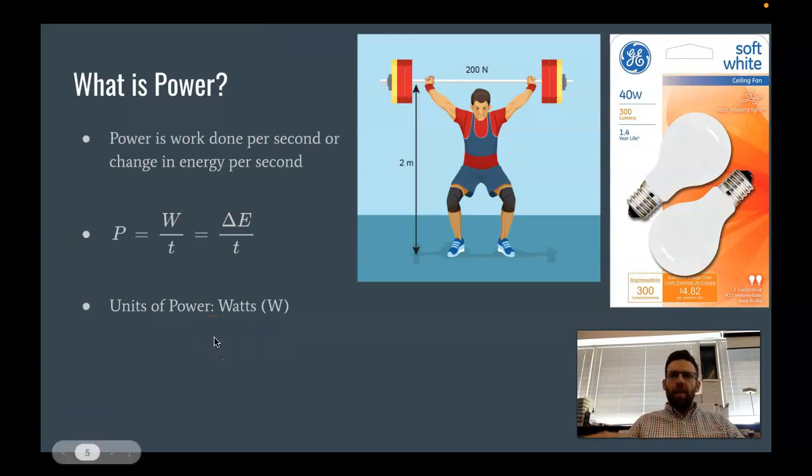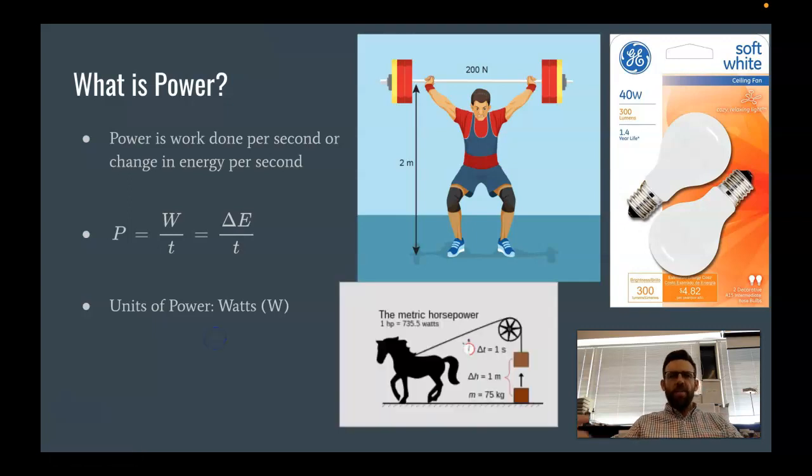Speaking of power, I think this is a common question that I usually get almost every year when I teach this class, so I'll just address it now. This idea of horsepower. Horsepower is actually a measurement of power, and 1 horsepower is equal to 735.5 watts. Now, where this number actually came from, it's a long story.